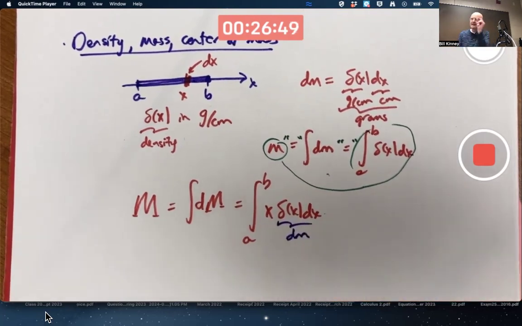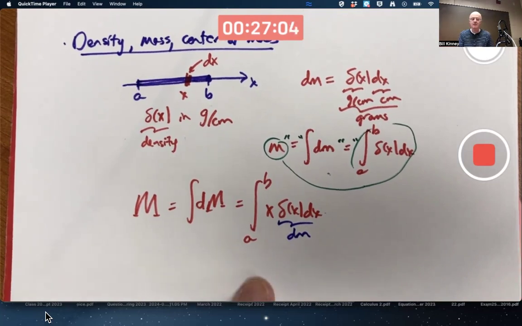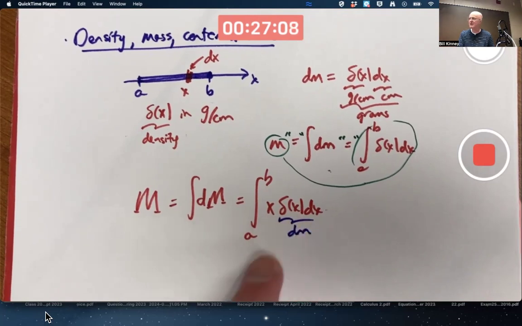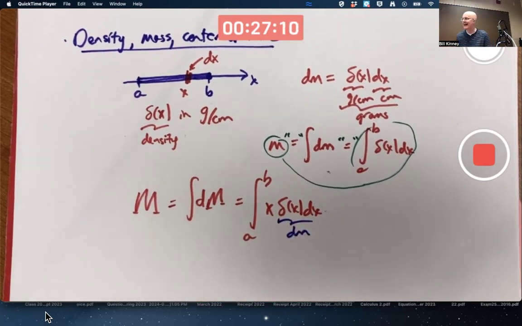So effectively for a tiny little chunk that you cut out, dm is its mass and x is its position. That product, x dm, would be the moment of that tiny little chunk. And you're adding those up. But again, you find dm as delta of x dx, and you actually do need limits of integration if you're going to get an answer.